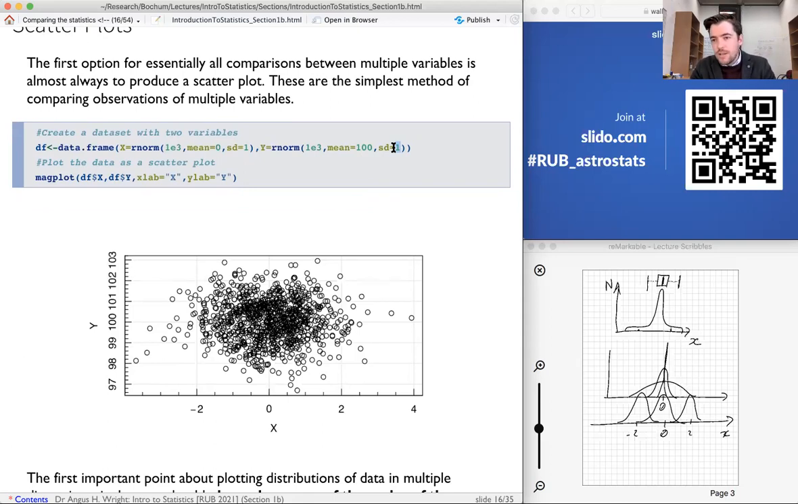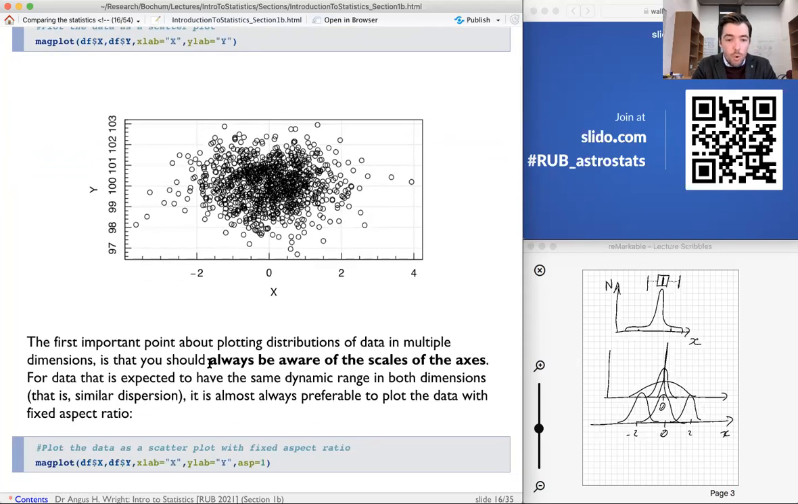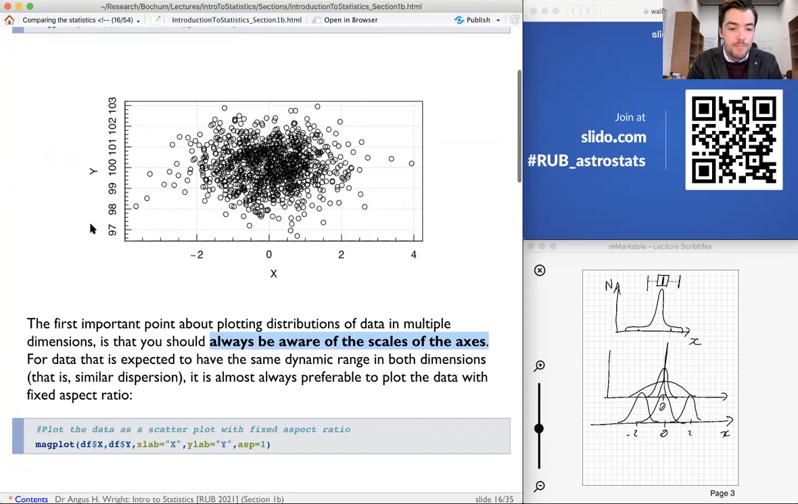But that's kind of a trick of the eye because we're not using the same range on the X and the Y axis. We haven't used the same dynamic range, the same aspect ratio in this plot. So the first thing that you want to do is always be aware of the scales of the axes. Because if it turns out the y-axis covers 10 more units than the x-axis for data that you think should have the same dynamic range, then you can trick yourself into finding correlation when there is none. Talk a bit more about that in a minute.